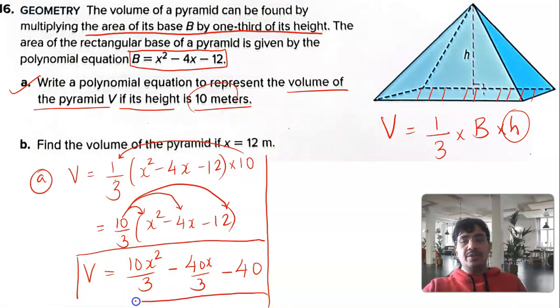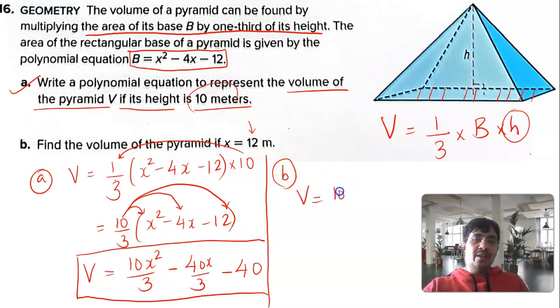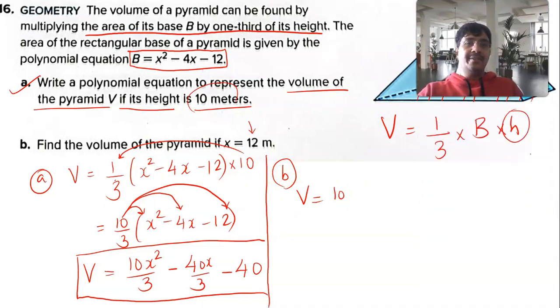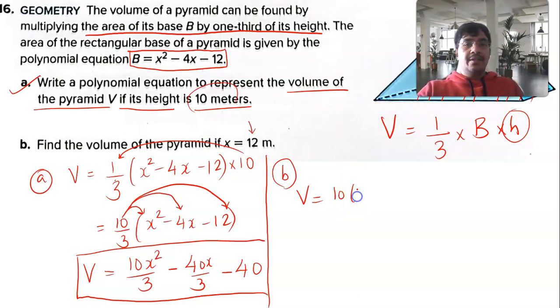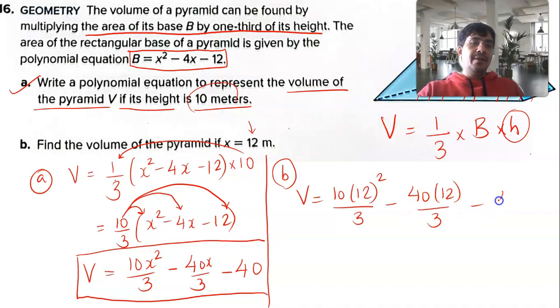In part B, x is given as 12. So you need to substitute. In place of x, we will write 12. So we're going to get 10 times 12 squared over 3, minus 40 times 12 over 3, minus 40.